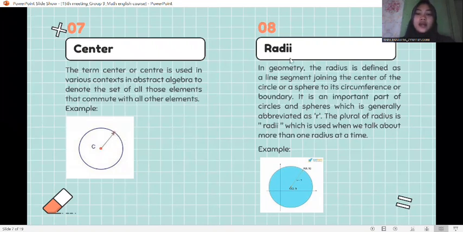Next is radii. In geometry, the radius is defined as a line segment joining the center of the circle or a sphere to its circumference or boundary. It is an important part of circles and spheres, which is generally abbreviated as R. The plural of radius is radii, which is used when we talk about more than one radius at a time. The example is this, from here to here is radii.